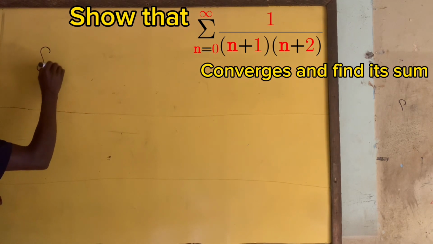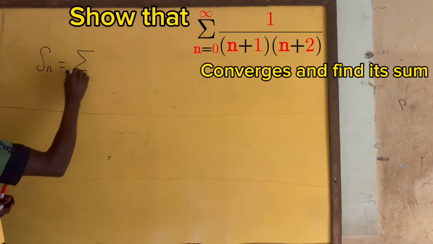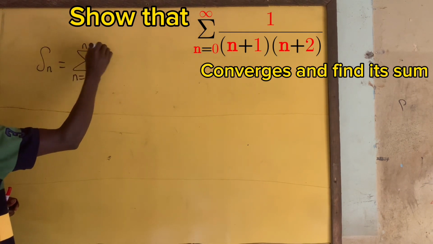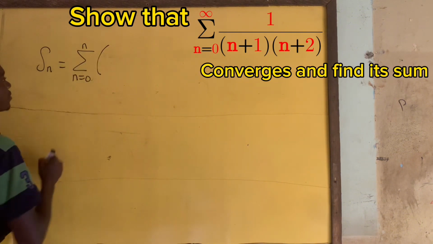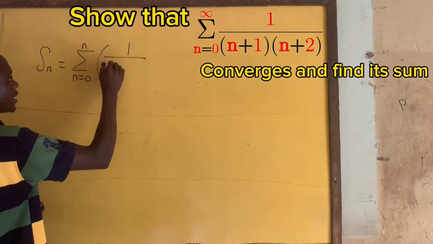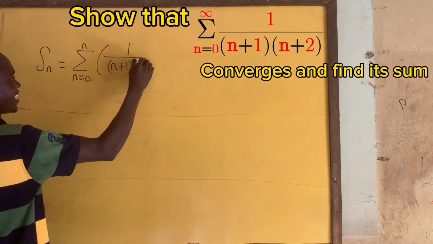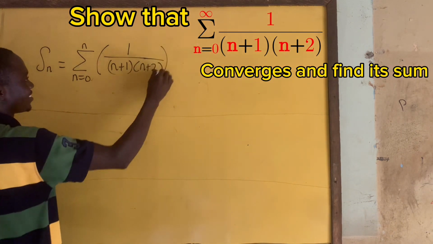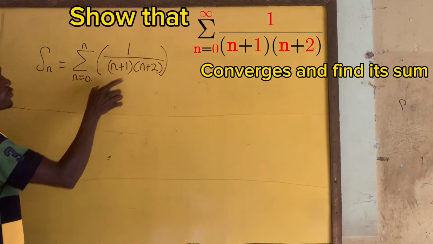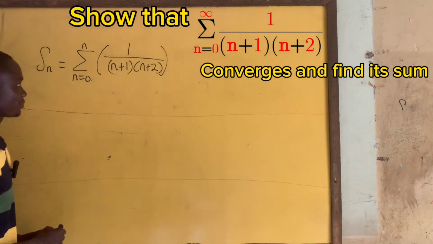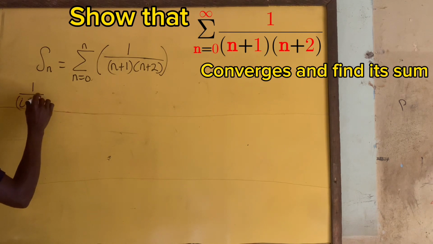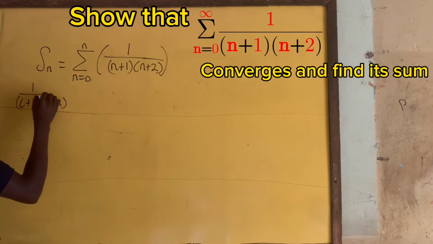Sn, that S sub n equals summation from n equals 0 up to n of 1 divided by (n+1) times (n+2). Wow, this is very nice. Let's see. So we break this into partial fraction form. So we have 1 over (I+1) times (I+2).